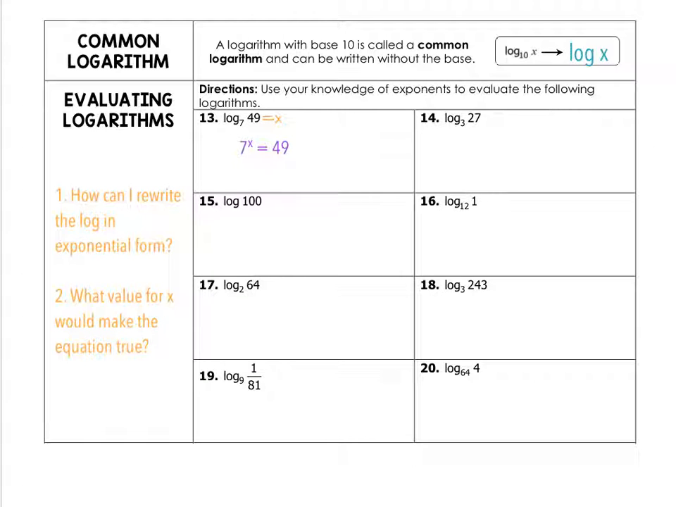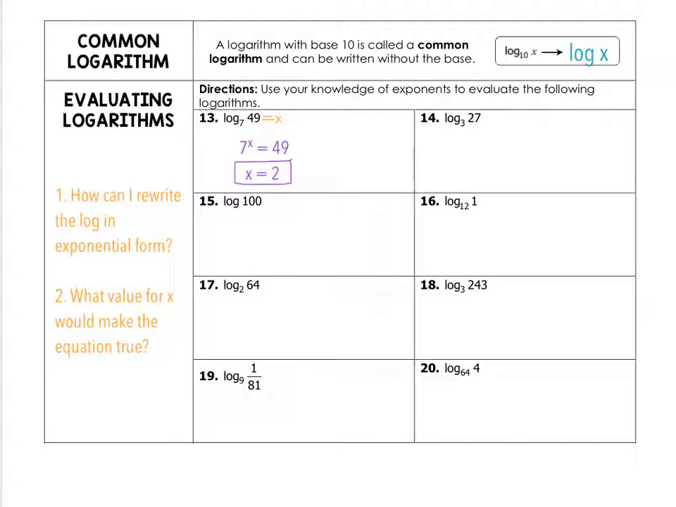And so then the second question is, what value for x would make the equation true? So what power would I have to raise 7 to get 49? And so when I think about that, x would have to be 2 because 7 times 7 is 49. So that would be raised to the second power.